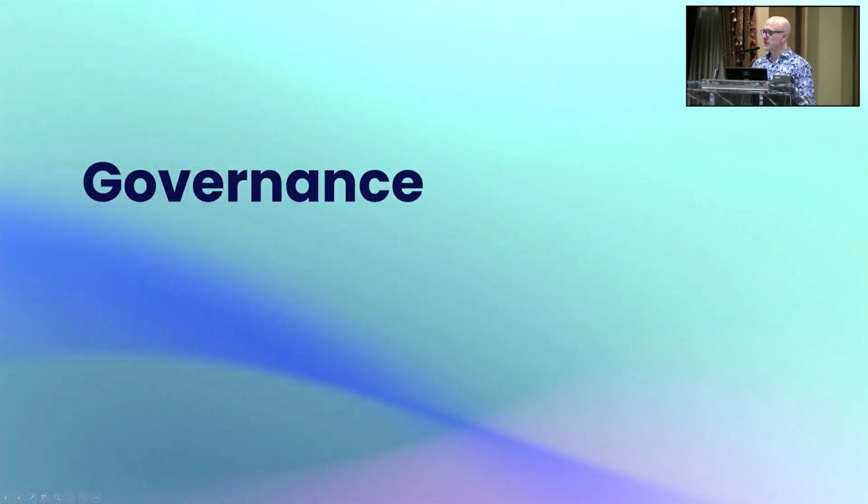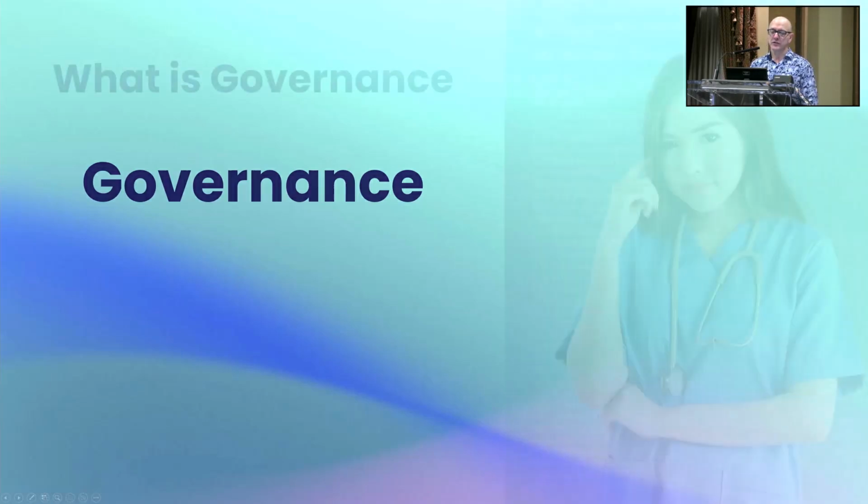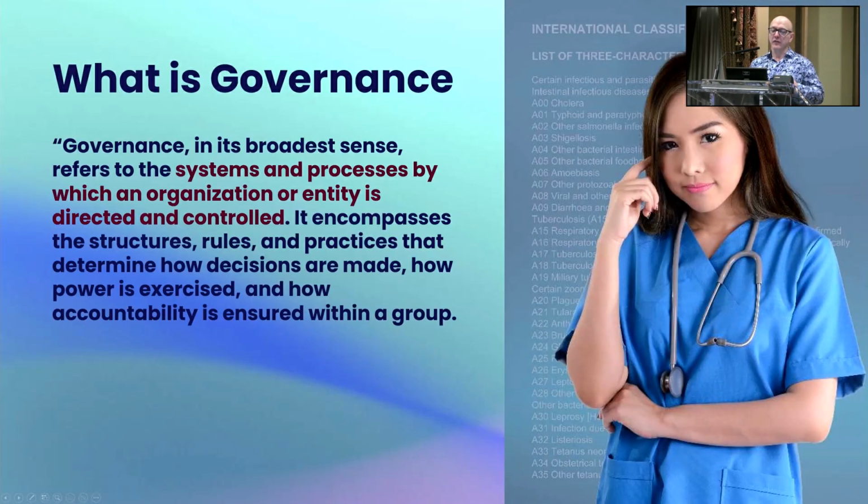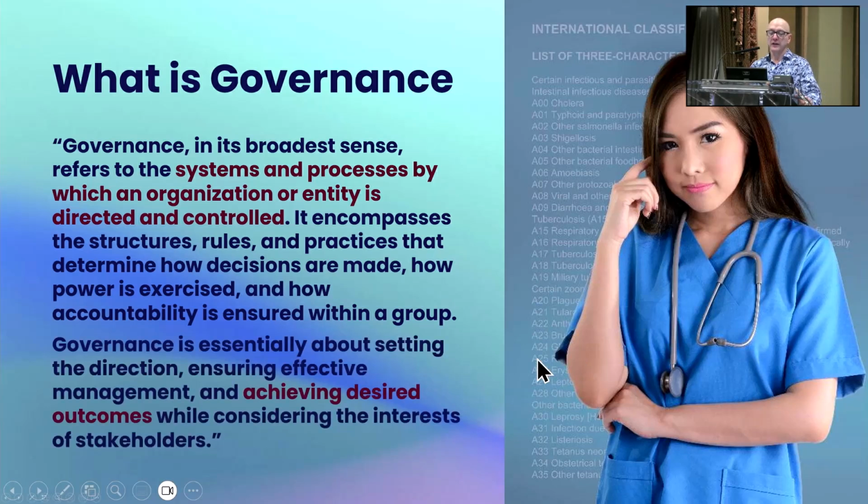So there are 4 sections to this document. I'm going to show you what it looks like, but I want to first of all go over what it covers. So the first thing is governance, which makes a lot of sense. Governance in the broadest sense really talks about all the systems and processes by which an organization or entity is directed or controlled. And it's really essential for setting the direction, ensuring effective management, and achieving the desired outcome.